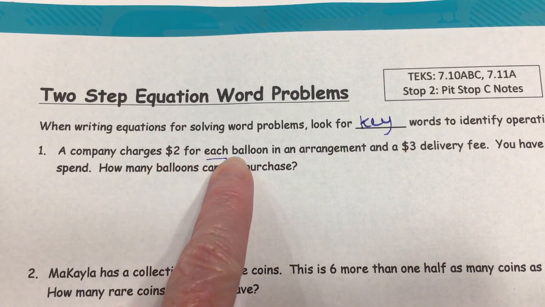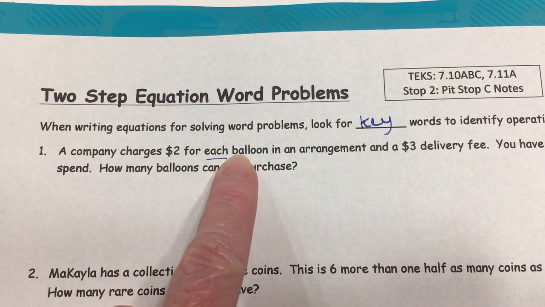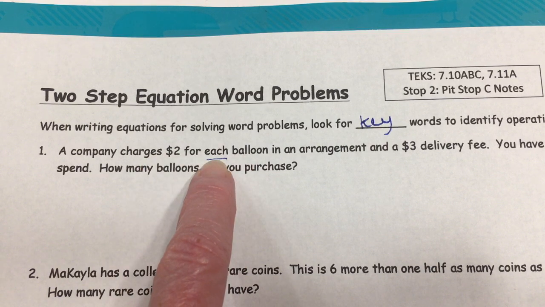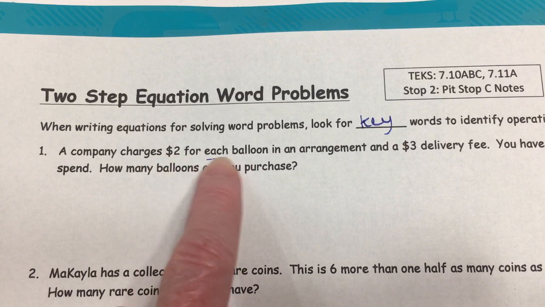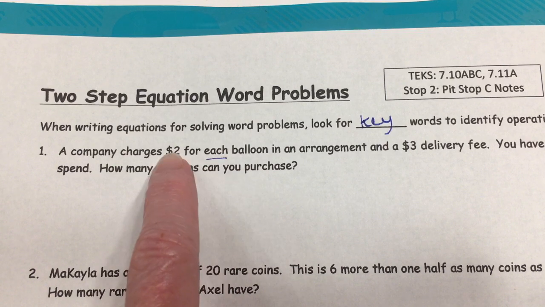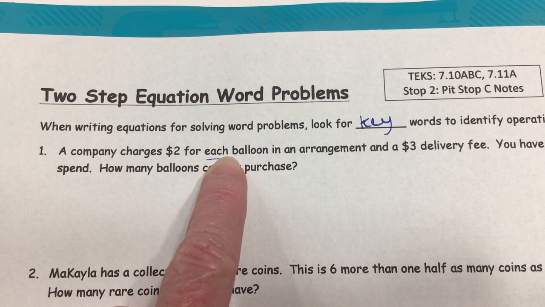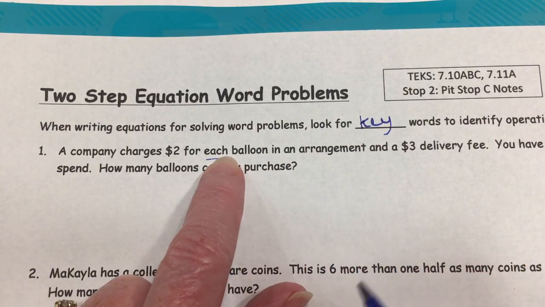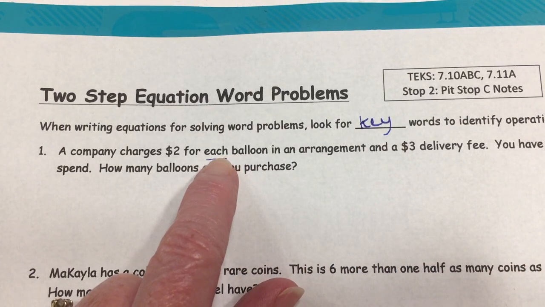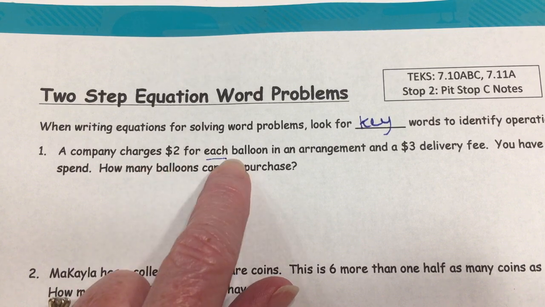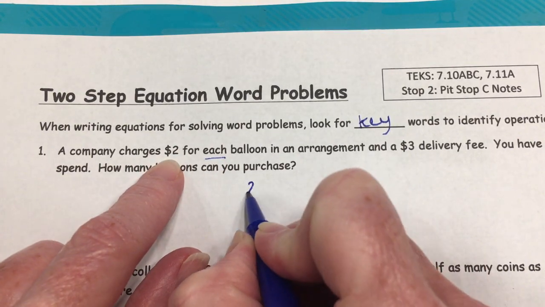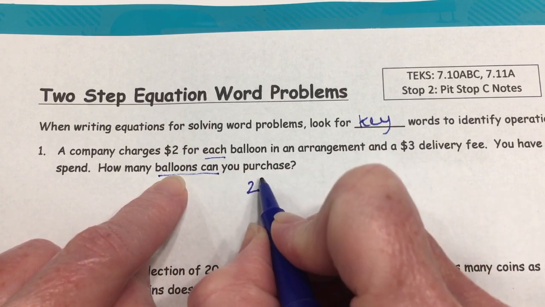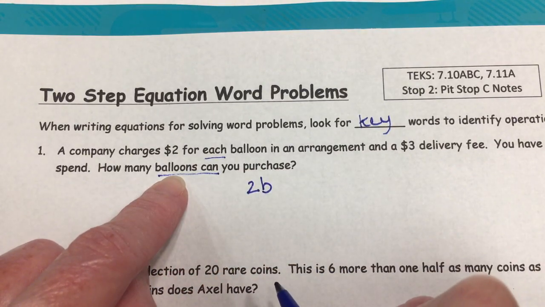It's $2 for each balloon, so it's like per balloon, and per means multiply. So I can use that. In this case, you might see "each" under division, but that's not what it means in this case. So I'm going to use it as a multiplication word right now. So that's an example of a time where it is a keyword, but it may be in the wrong category. So $2 per balloon would be 2 times the number of balloons, which is what I don't know. I don't know how many balloons, so I'm going to let that be my variable, 2 times b.